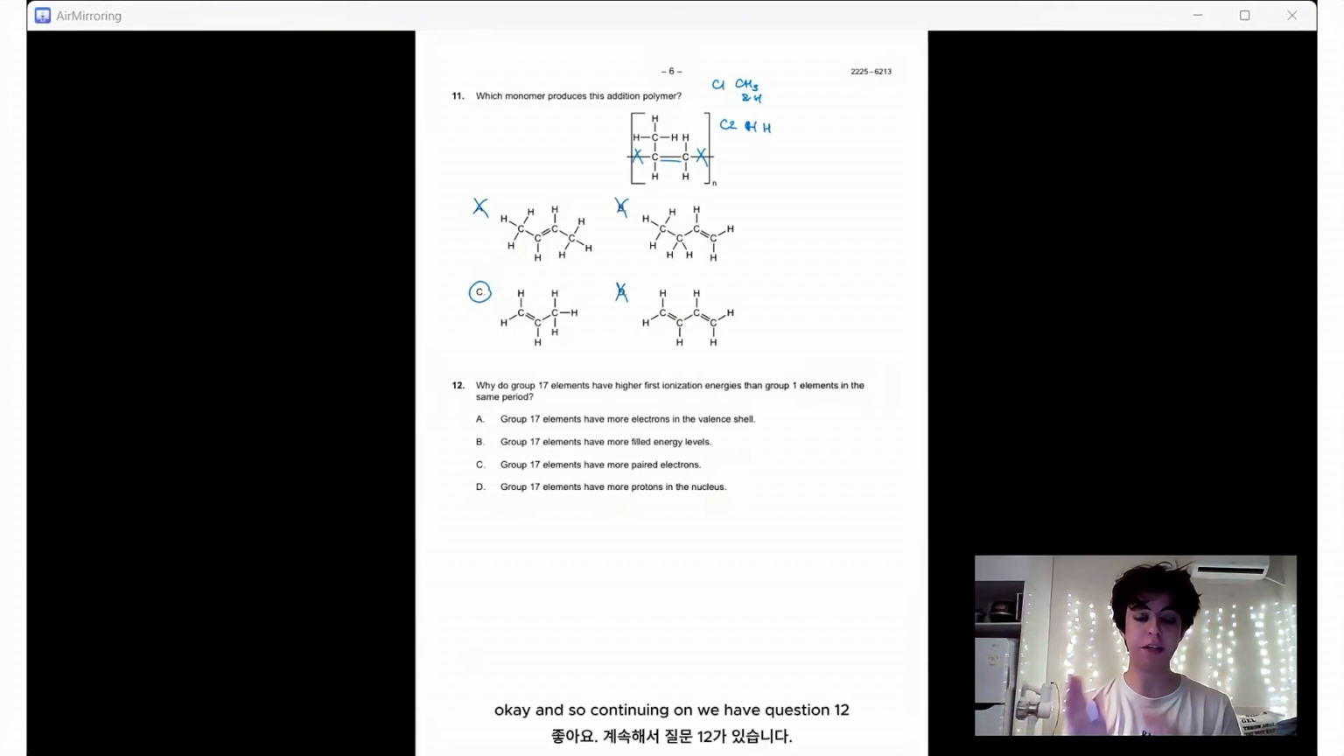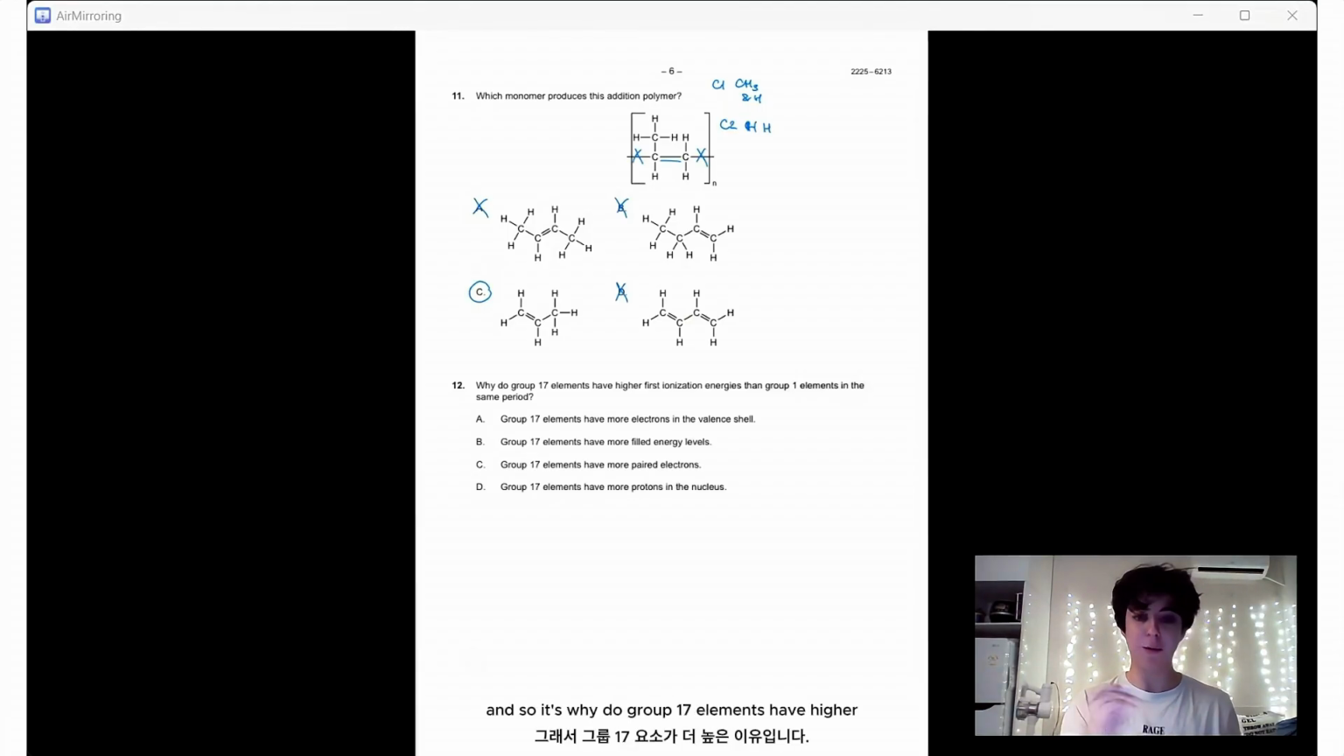Okay, and so continuing on, we have question 12, which is actually one that when I took this exam myself, under simulated timing conditions, I put a star by this, continued my exam, and came back to it because I just wasn't sure, right? I feel like it's kind of difficult. It's not really shown up before.